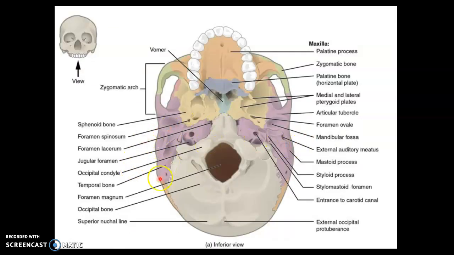And on this inferior view, we can see the mandibular fossa very well, which is the fossa for your lower jaw or your mandible. There are many foramen, which we'll label some in lab. Foramen are holes, which are passageways for nerves and blood vessels.